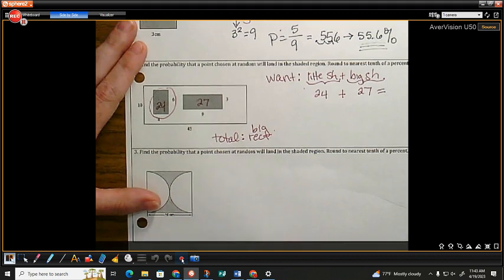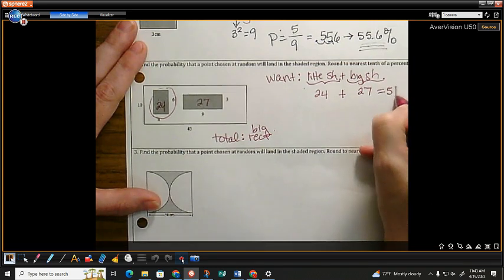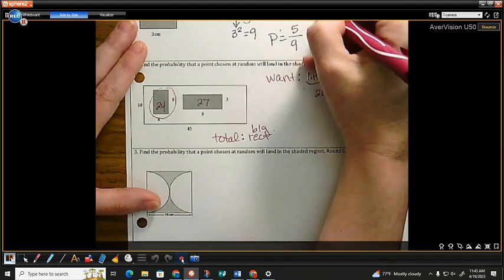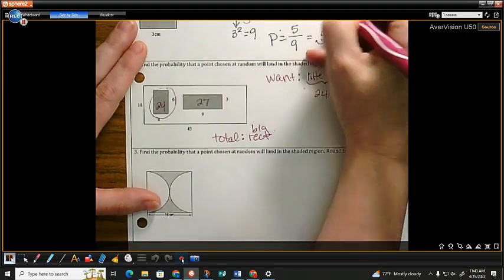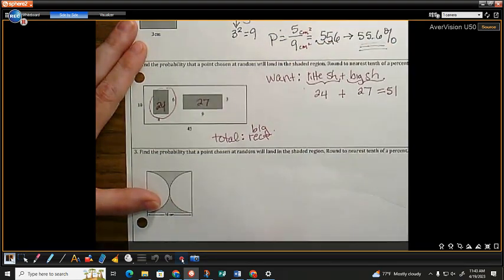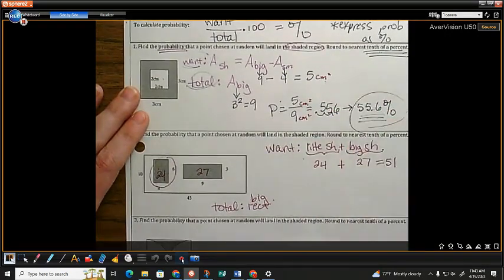Somebody who can do that in your head or has a calculator? 51 or 52? 51. It is 51? Thank you. And that is an area, so it would be centimeters squared. Just like this would have been units squared, and this would have been units squared, right? So, when I did that up here, why did my answer not have units?